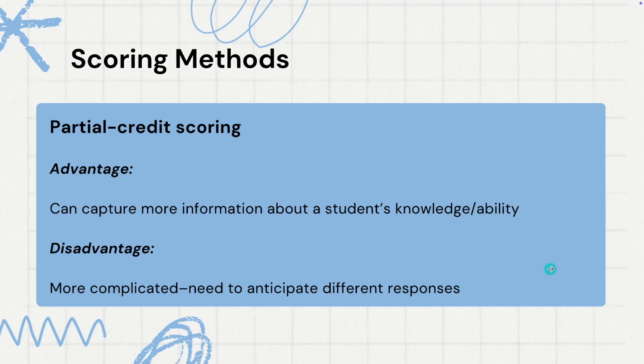Now, if we look at partial credit scoring, the advantage is it can give you more information about a student's knowledge and ability. And I would also add here that it's really more motivating and fair for the student because they're still able to get something correct instead of just a 0 on the question. The disadvantage, though, is it's more complicated because you need to anticipate all the different responses, and you need to try to make it fair, so that even with the mistakes they make and the levels of mistakes, it's fair for everybody in the distribution of the scores.